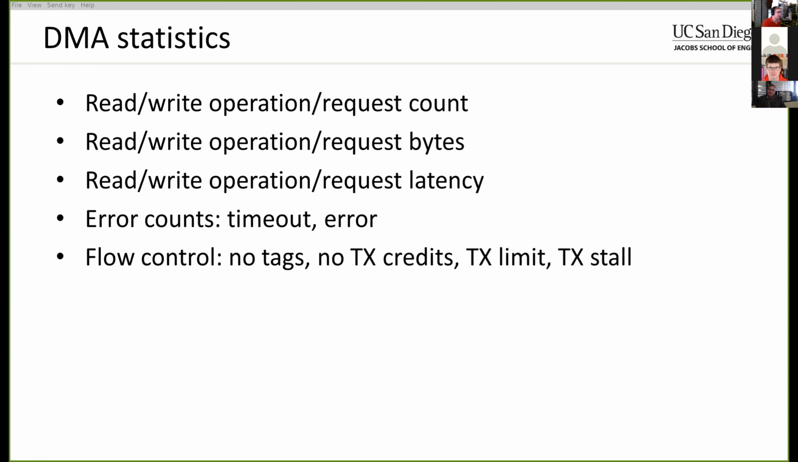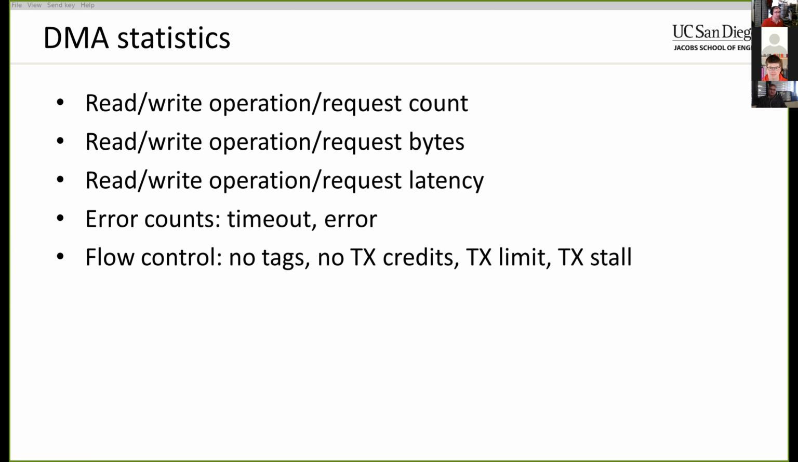And then on the DMA side, there's several different things that we can collect. There's kind of two different categories: operations and requests. Operations are when the user logic asks the DMA module to do something, that's an operation. But one operation could issue multiple requests over PCI Express because those requests are going to be limited in size or whatever.